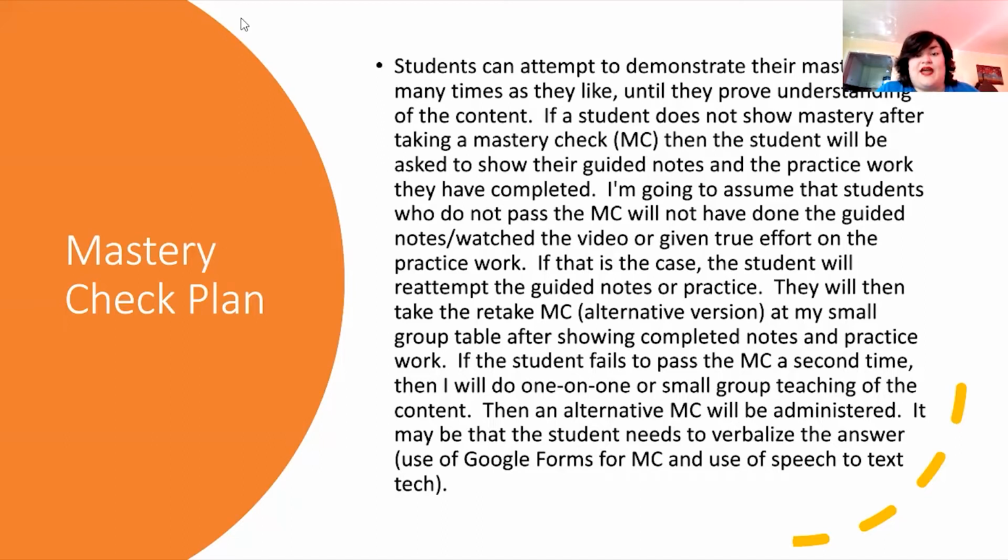So whether that is they're doing guided notes, watching a video again, because sometimes when you watch something twice, you pick up something that you didn't see the first time. I know that I do that with movies. And then if they are still unable to pass the mastery check after going back and rewatching the video, doing some guided notes, talking with a peer, then we're going to do some one-on-one or some small group teaching with them so that they can master that content, and an alternative mastery check, and MC stands for mastery check, for them to do so.